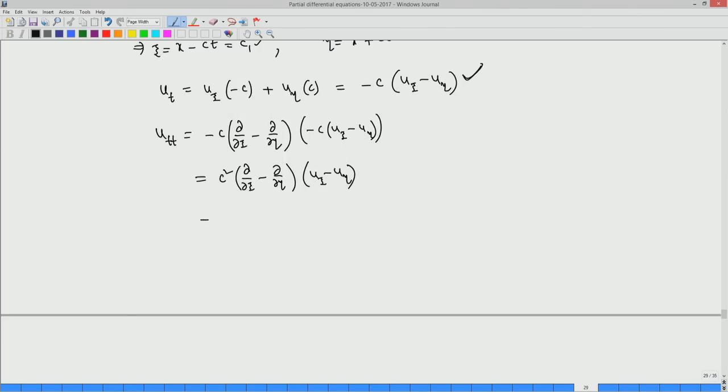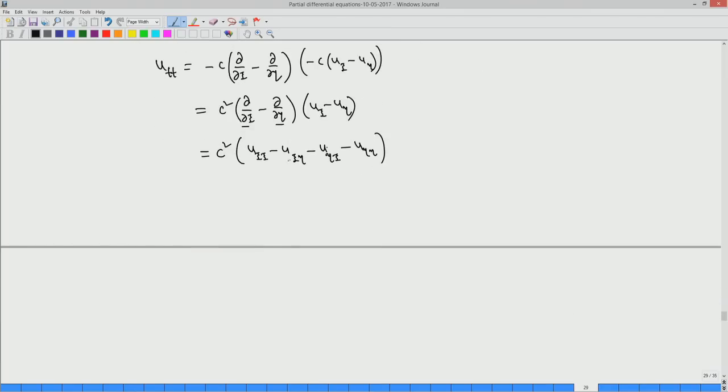So, this will become c square. Now, you simply differentiate. You see that u xi xi minus u xi eta, and now if you differentiate this with respect to eta, you will see that minus u eta xi plus u eta eta. Mixed derivatives are continuous. So, you have c square times u xi xi minus 2 u xi eta plus u eta eta. This is my utt.